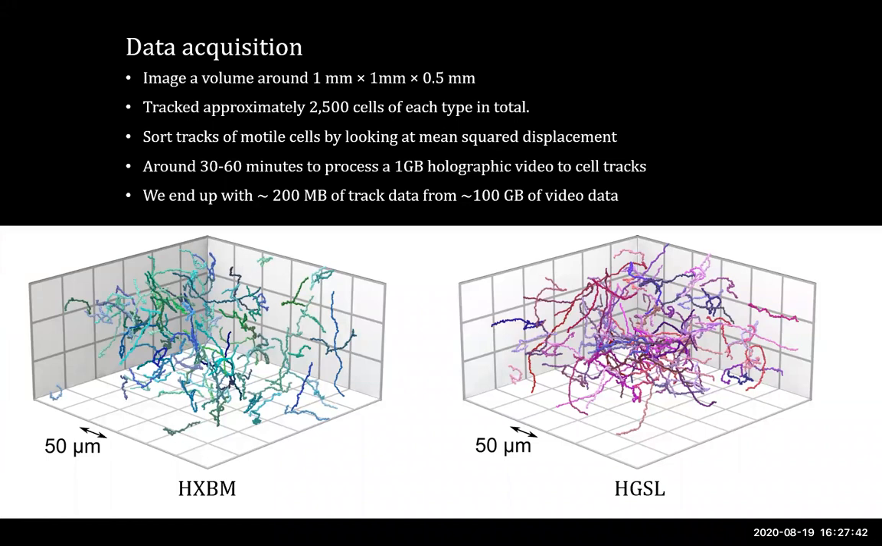We use the holographic microscope to track these cells in 3D and see what we can say about their chemotactic performance. We image an area about 1 millimeter squared by about half a millimeter in depth. We take a few different movies, we make different biological replicates, all of that stuff. We track about 2,500 cells from each of our strains in total. We can sort these to extract the cells that are swimming from the cells that are just diffusing. The swimming cells have a characteristic mean square displacement that scales with time squared, as opposed to diffusing cells, which have a mean square displacement that scales with time. It takes about 30 to 60 minutes to process a video, and we end up with about 200 megs of track data in total for about 100 gigs of video data.